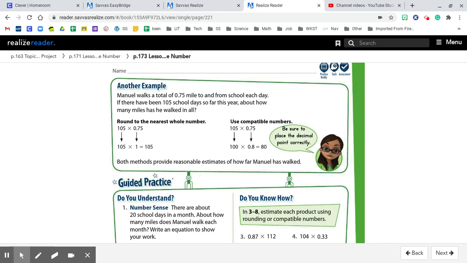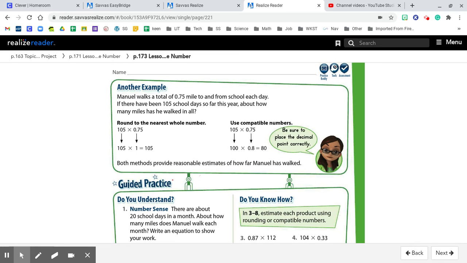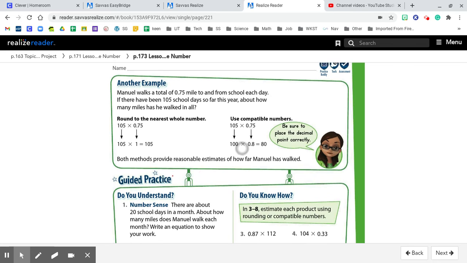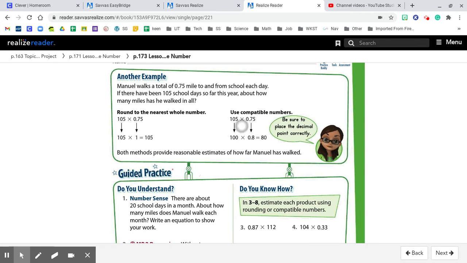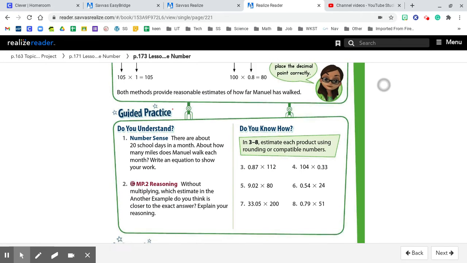Try to get rid of the decimal before you even mess around with the whole number when you're multiplying whole numbers times decimals and you're trying to get an estimate. Try to get rid of the decimal first. If you can leave the whole number alone, that's going to get you closer to the actual answer. So in this case down here, they decided to move both of them. And you can see these are very different. 105 and 80 are very different, but both methods will give you a reasonable answer. So they actually kept a decimal here, and they just rounded it to a compatible number because they know 8 tenths times 100 is 80. That's why they chose that one.